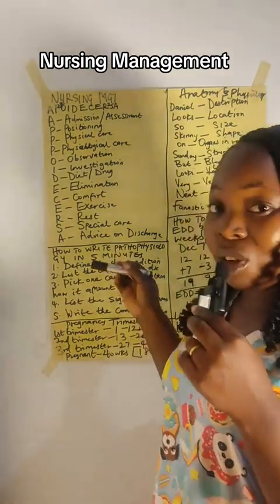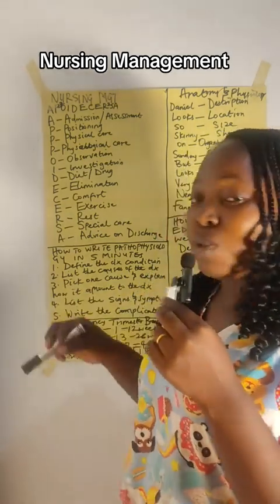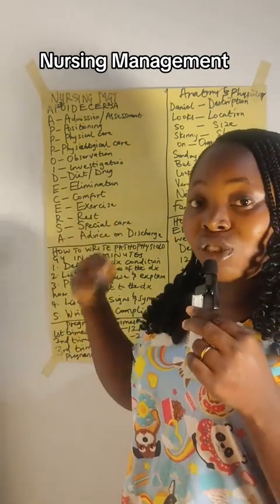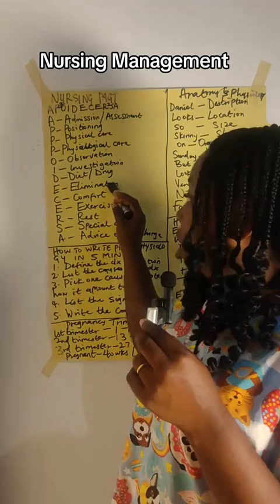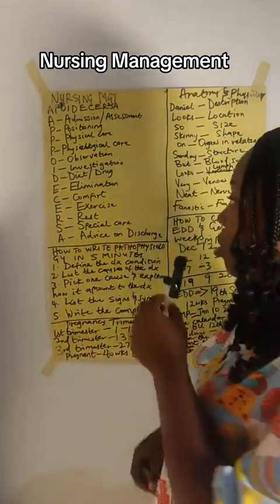E stands for elimination. Here is when you are going to chart the intake and the outputs, everything the patient takes, like water, drips, everything, and the urine, blood and body weight. This is where you are going to tell us about it.